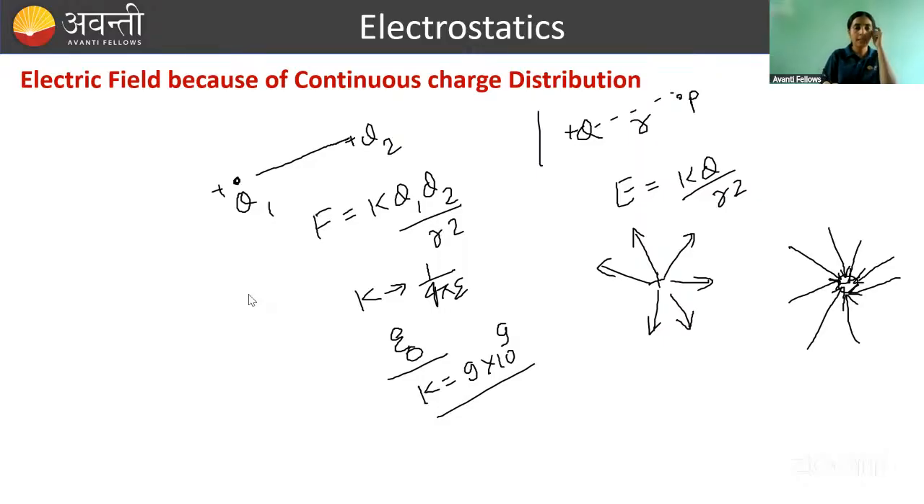And as we move away from the charge, electric field will decrease, because as you just saw, electric field is inversely proportional to the square of the distance. So definitely as r is increasing, electric field will decrease. And field lines cannot ever intersect each other.